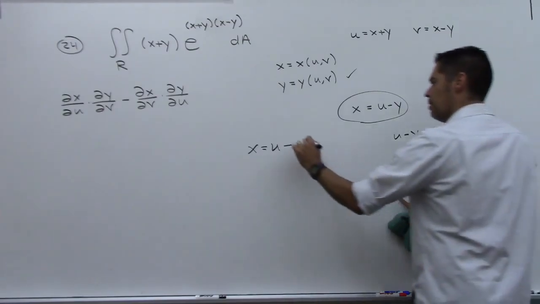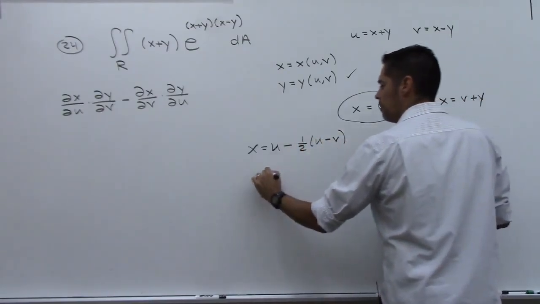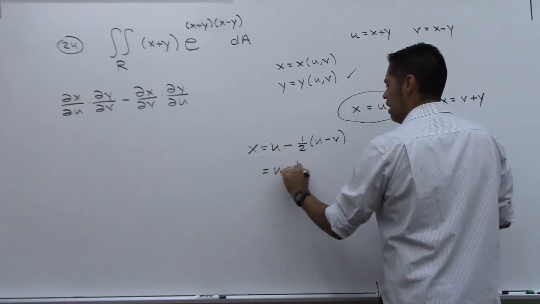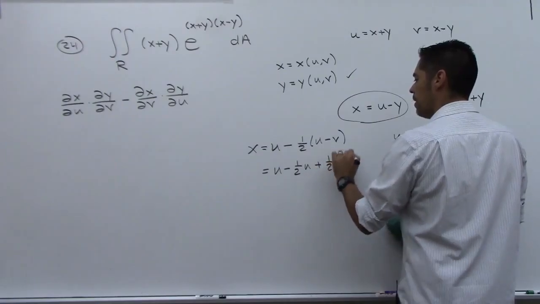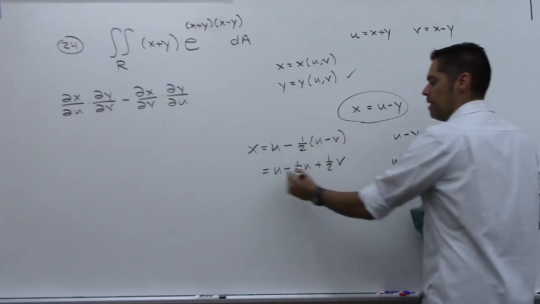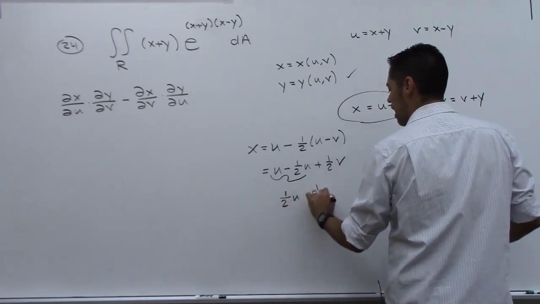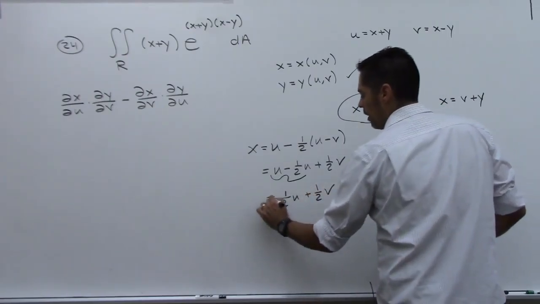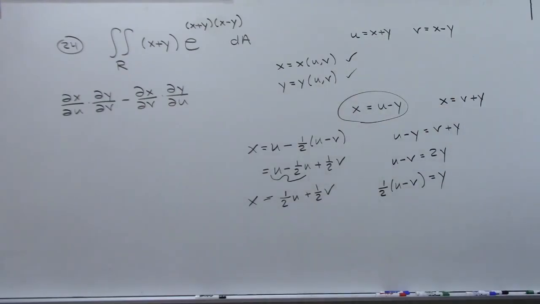Now y, you know what y is, right? Y is this, so 1/2 u minus v, distribute, so minus 1/2 u, and then plus 1/2 v. So just distribute through, and then put these two together, you get positive 1/2 u plus 1/2 v is what x is. So you have x as a function of u and v.